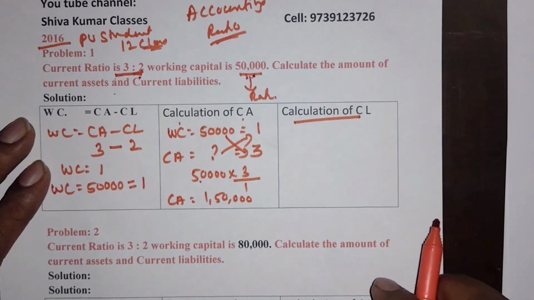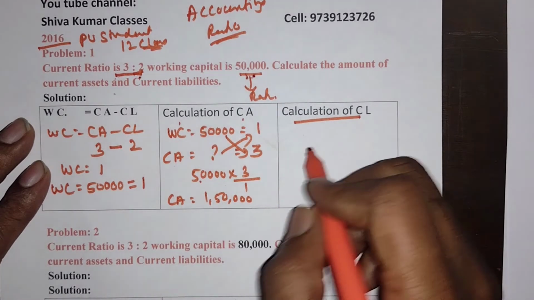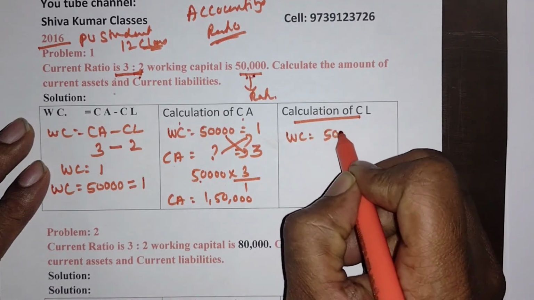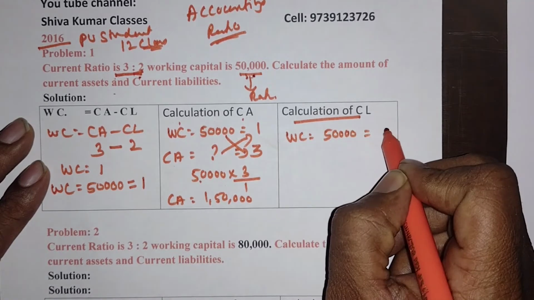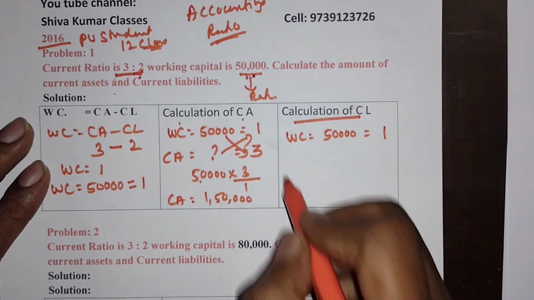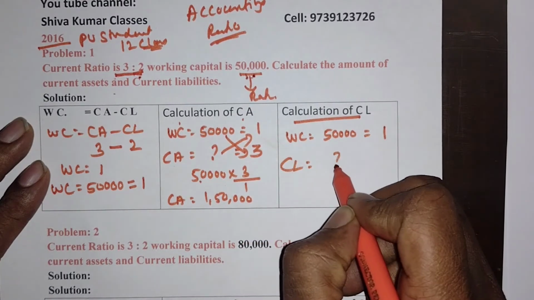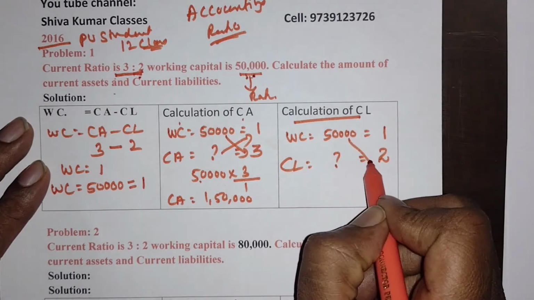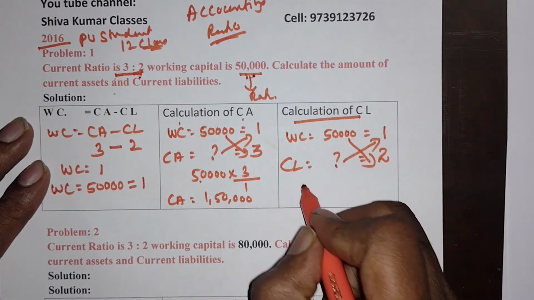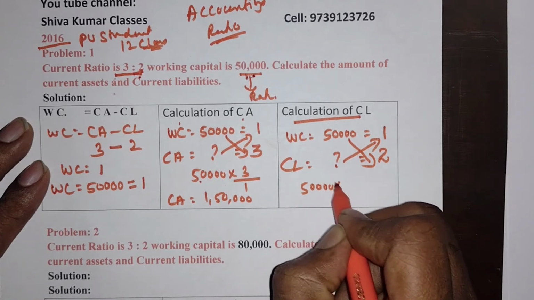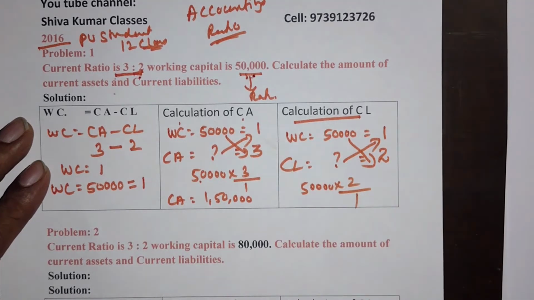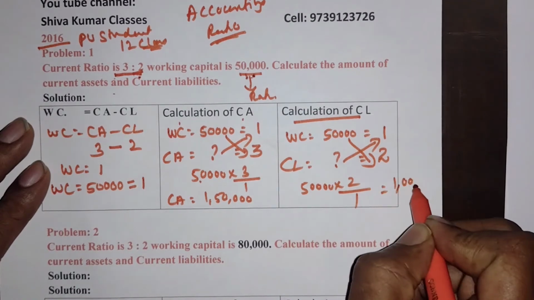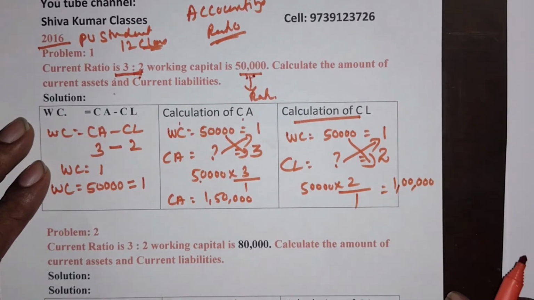Next, coming to calculation of current liabilities, we have two options. Let me explain with the cross multiplication method. Again we know working capital is equal to 50,000 in terms of rupees and 1 in terms of ratio. Current liability, we don't know in terms of amount but we know in terms of ratio. Again go for cross multiplication: 50,000 into 2 divided by 1. So therefore we get current liability is equal to 1 lakh rupees.